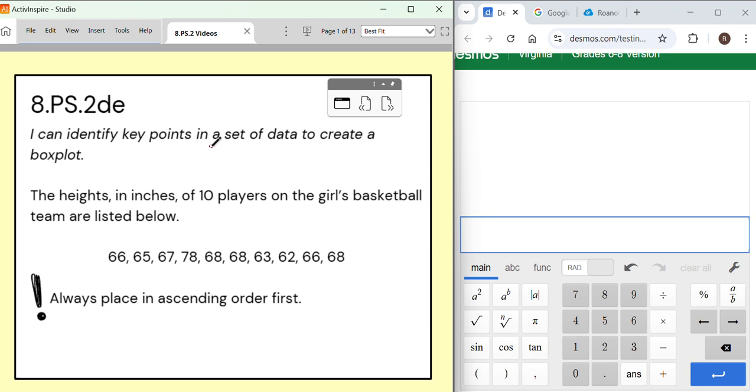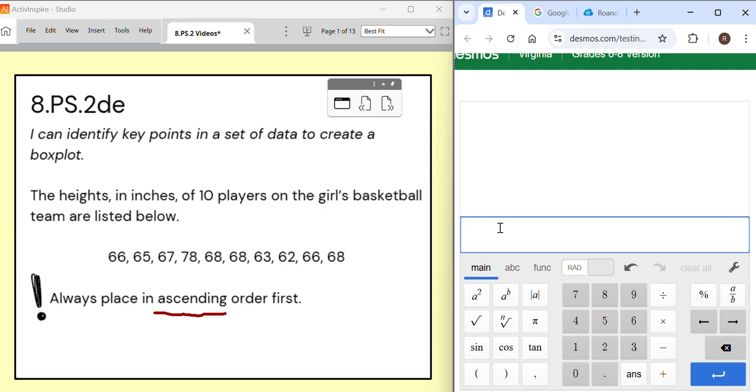Identify key points in a set of data to create a box plot. The height in inches of 10 players on the girls' basketball team are listed below. Now, the first thing you have to do is put them in ascending order, which means smallest to largest.